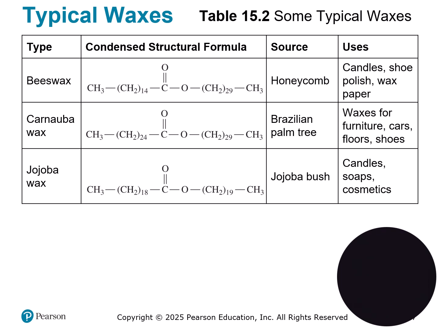You have beeswax, which comes from honeycomb. You have carnauba wax, which comes from Brazilian palm trees. You have jojoba wax, which comes from a bush. And these things are used in different industries. For example, beeswax can be used in candles and shoe polish and wax paper. The carnauba wax can be used for furniture, for floors, for cars, for shoes. And the jojoba wax, again, candles and soaps and cosmetics.